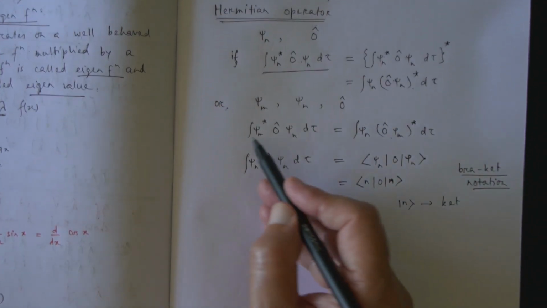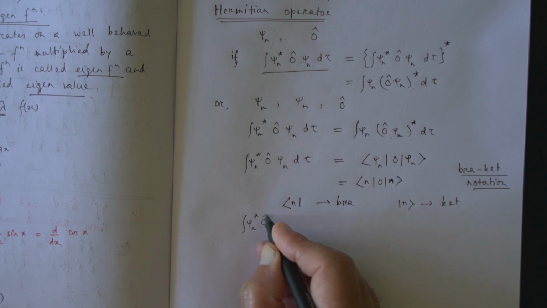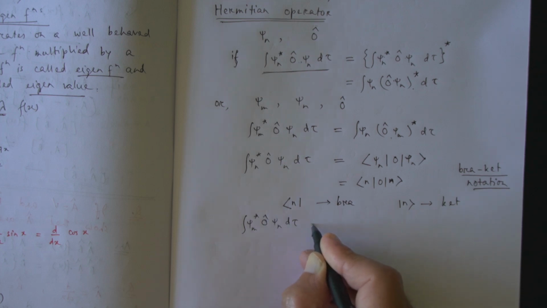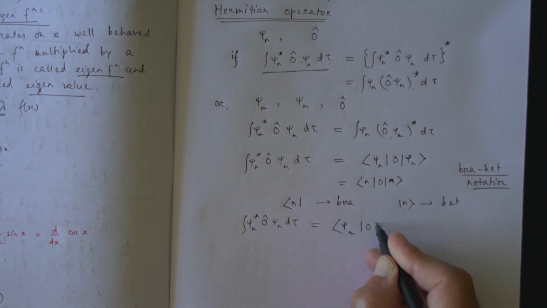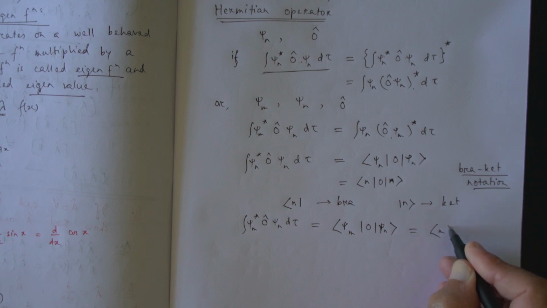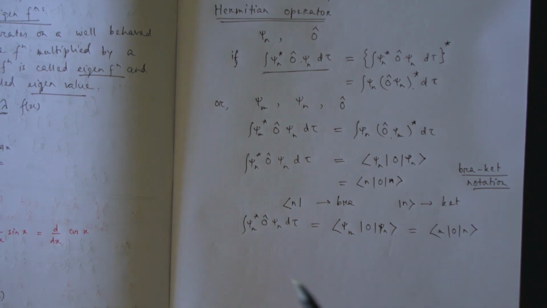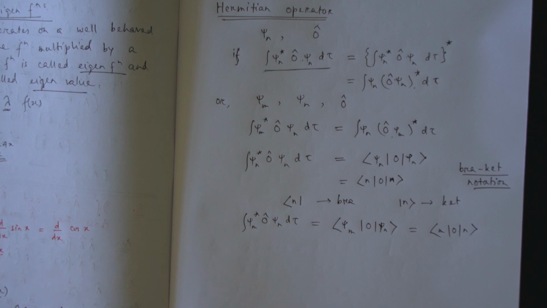Similarly, this integration, say integration psi m O psi n d tau, we can write either like this, psi m O psi n, or like this, m O n. We can write it like this, bracket notation. So don't worry about this. This is just a symbol, nothing else. This is another form of representation. So, Hermitian operators.